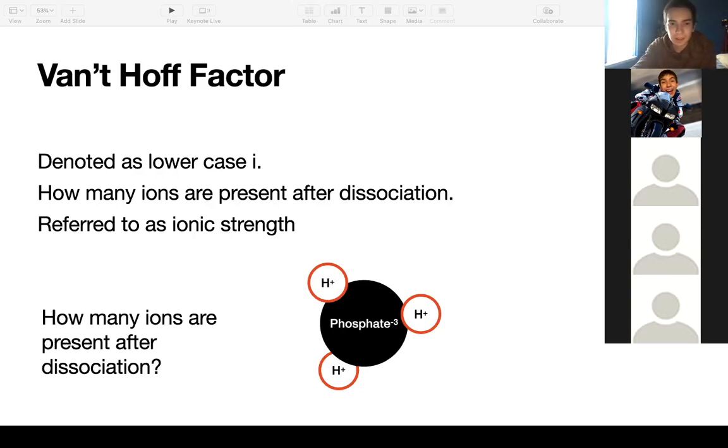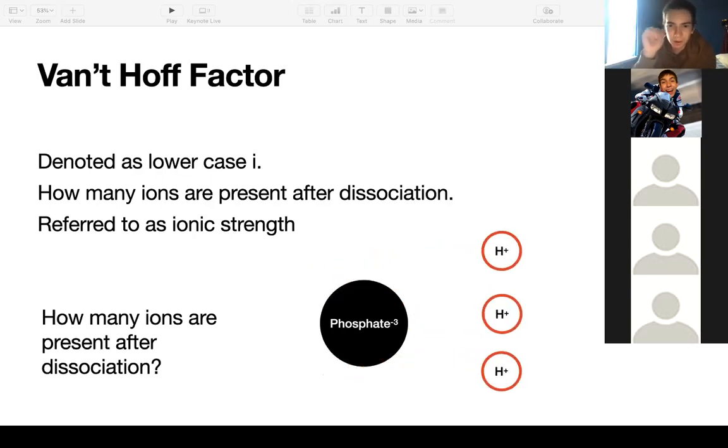Knowing that, we drop it into some water, and then check this out. Whoa. So then it dissociates into its respective ions. How many ions can you guys count on your screen right now? Four in total. So each of the hydrogens, 1, 2, 3, as well as our phosphate. So it will have 4 ions. So our Van Hoff factor will be 4.